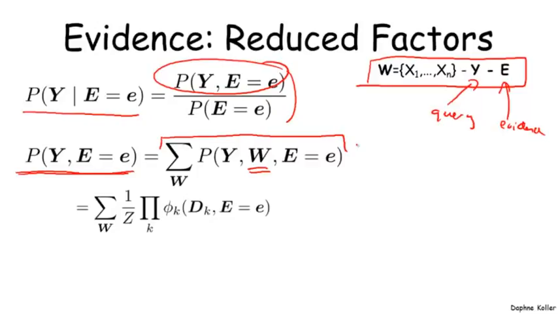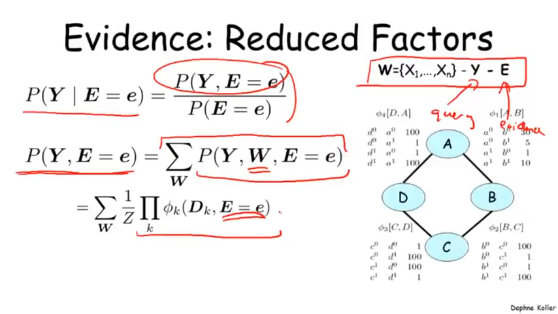Now, if we rewrite this expression, we can view it as a product of factors, and that's the case whether it's a Bayesian network or a Markov network. And that product of factors involves only those components of the factors that are consistent with my evidence E equals little e, which means I reduce the factors by the evidence.